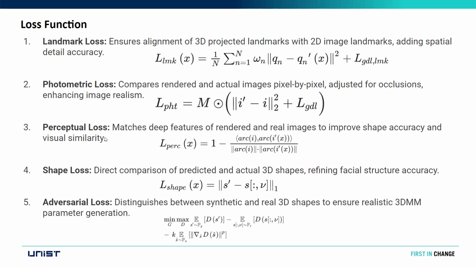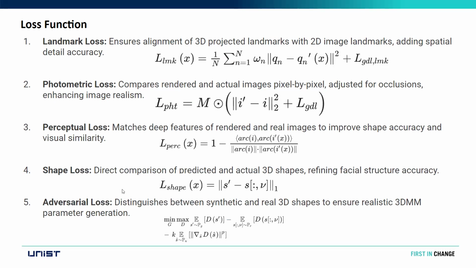Also, we have perceptual loss. For perceptual loss, they use a pre-trained deep feature extractor, which is a VGG pre-trained network. So what they do is extract the deep features of the input image and the reconstructed I prime image, and they calculate the difference based on that.